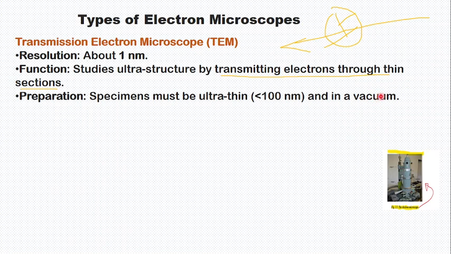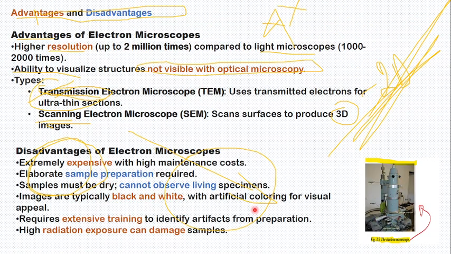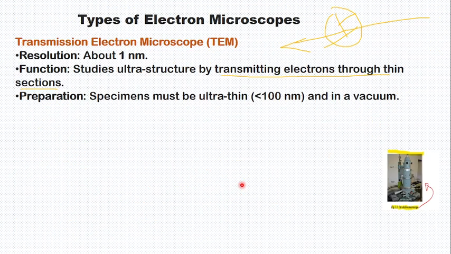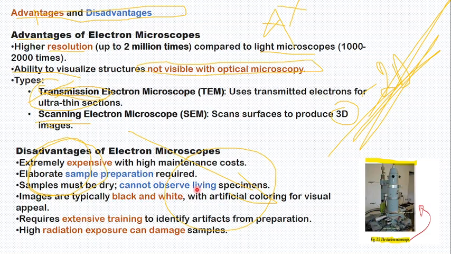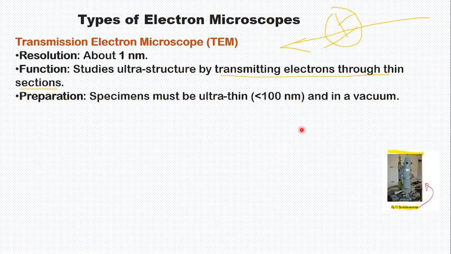Means in vacuum there is nothing. That's why, to observe the image of electron microscopy, you cannot observe living organisms. Means you should first of all dry it. After making it dry, as I told you, you can only observe non-living specimens. Living organisms you cannot observe. Means if you want to observe bacteria, first of all, it has to be dried.